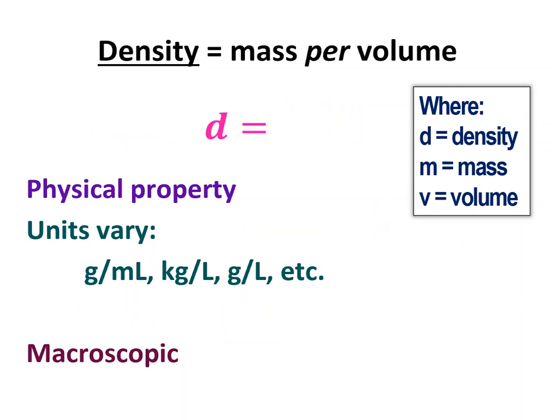Let's look at a really simple calculation, density. So density is mass per volume. It's basically how much matter is crammed into a certain amount of space. And so you probably know density is mass over volume, and it can have different units depending on what you use for your mass and volume. It is macroscopic. It's something that you can see.